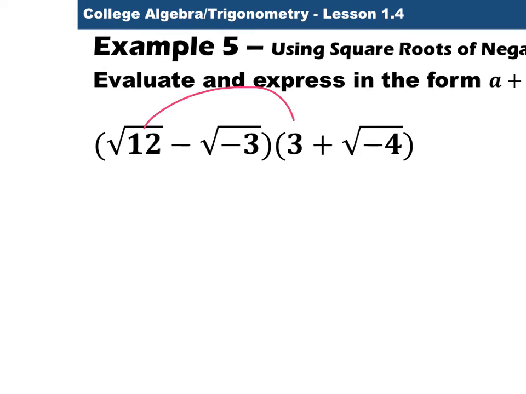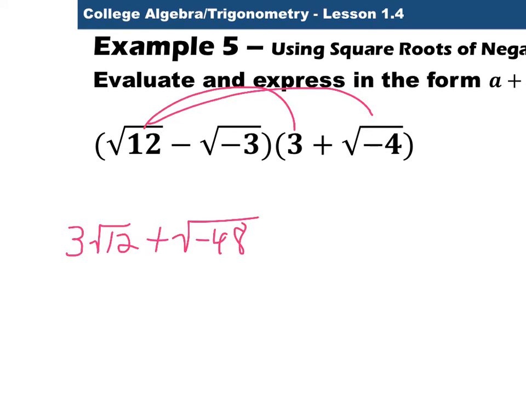What is the square root of 12 times the whole number 3? One's on the outside, one's on the inside. So you just stick it together: 3 square root 12. Then I have the square root of 12 times the square root of negative 4. A root times a root just gives you a bigger root. You can multiply those two numbers together: 12 and negative 4 is negative 48. If both things are outside, multiply them. If both things are inside, multiply them. If one's in, one's out, stick them together. So now I have negative root 3 times 3, perfect, 3 root negative 3.